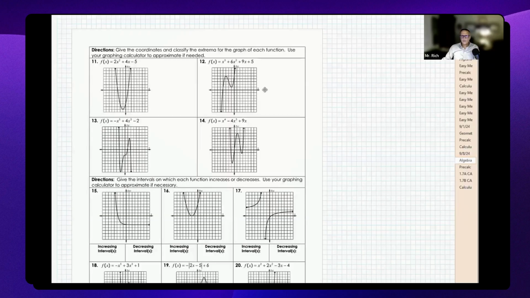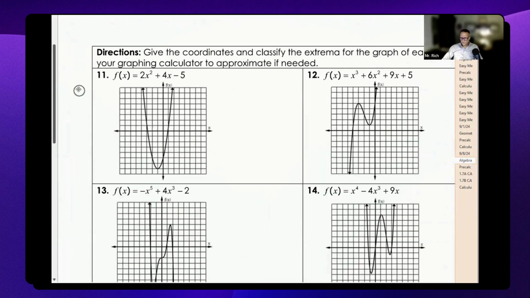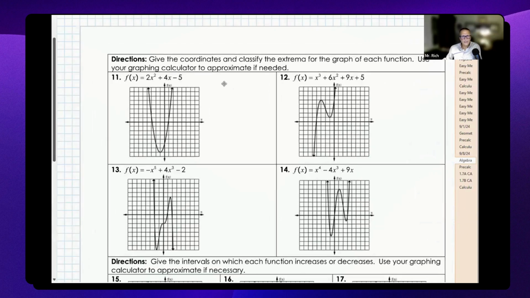And here we go. I'm going to do some Algebra 2. How about that? I am sharing my screen. I hope that you all can see this. I'm going to work some problems in Algebra 2 that if you are an Algebra 2 student, you may have gotten to this unit by now. And what I'm going to do first is solve some problems here where it's asking us to give the coordinates and classify the extrema for the graph of each function.